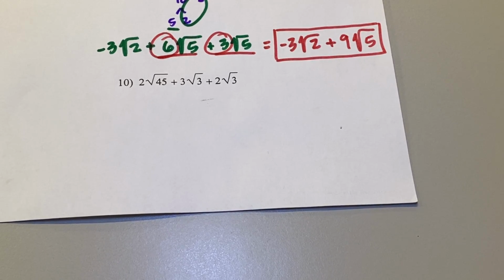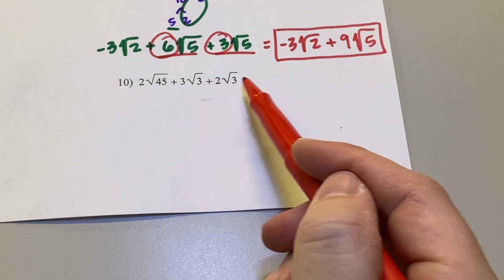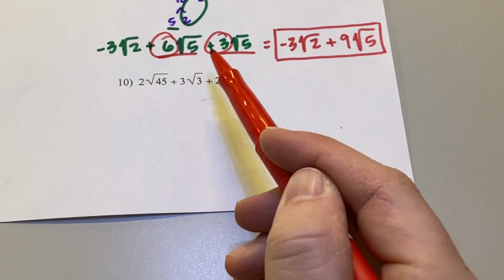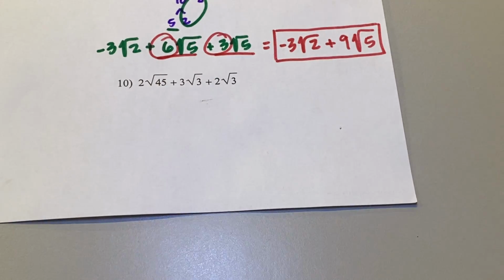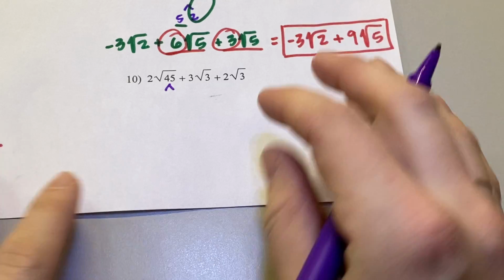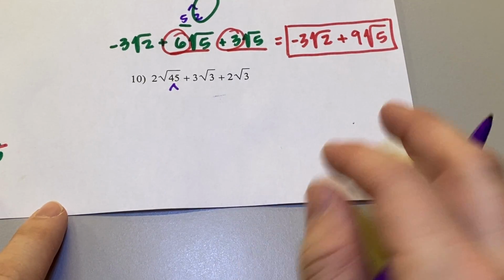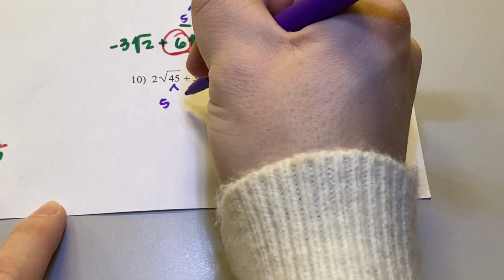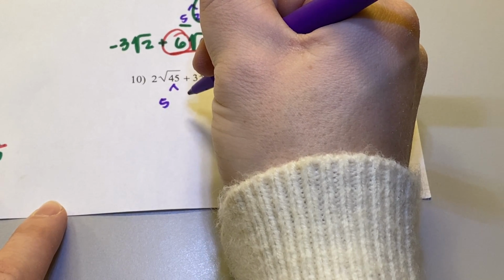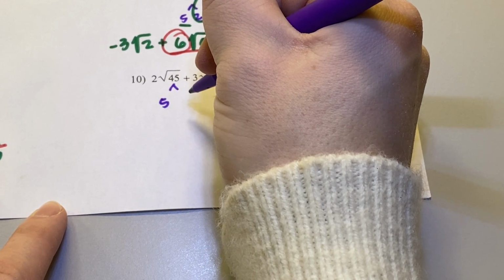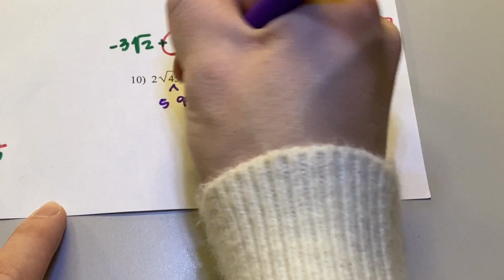45. The 45, right? Can I simplify these 3's? Nope, can't simplify them. So those guys are already done. But we can simplify 45. How can we break down 45 or divide 45? 45 divided by 9. Beautiful. Ooh, we love 9.